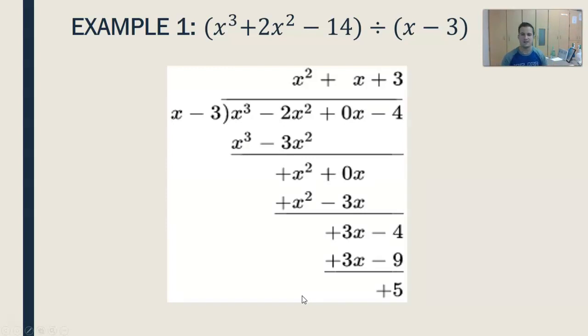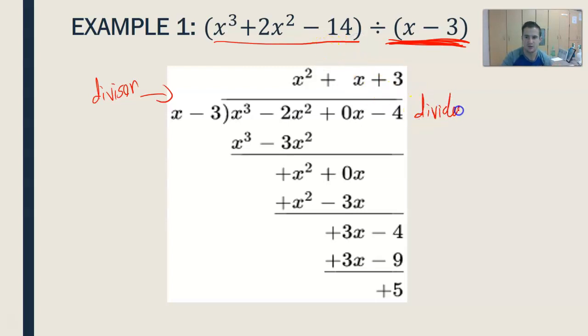So, I've kind of set this one up for us. First thing I need to do is write what I'm dividing by on the outside of the division symbol here. This is my divisor. And I'm dividing x minus 3 into x cubed plus 2x squared minus 14. This is the dividend. You don't need to necessarily memorize these terms, but they're good to know.